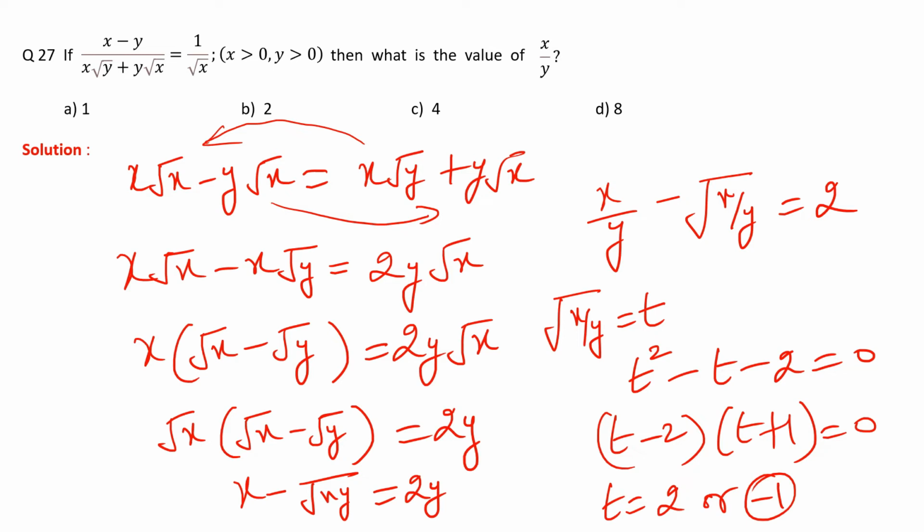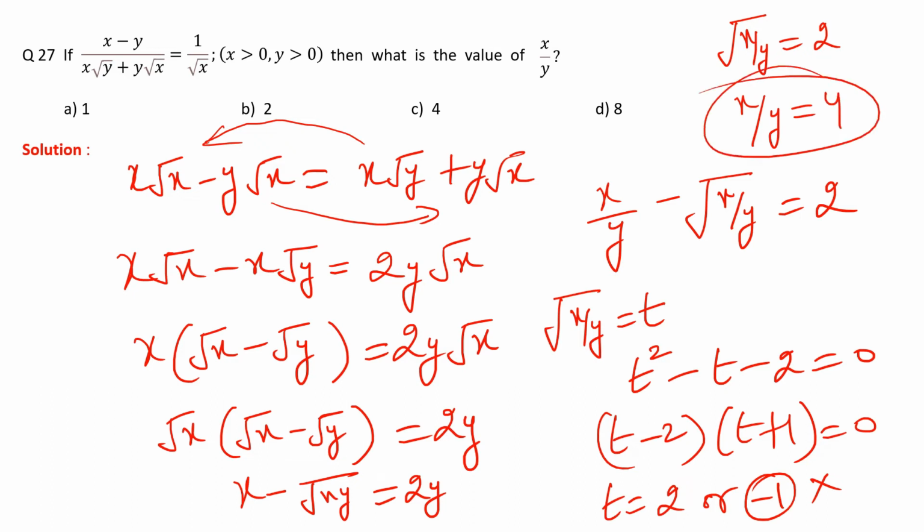Now since t was square root of x upon y, it cannot be negative. So this minus 1 will be rejected. So hence the value of t is 2. If t is 2, it means that square root of x by y is equal to 2. Or if I square both sides, then x upon y comes out to be 4. So that means C option is the correct one. Now we move to next problem.